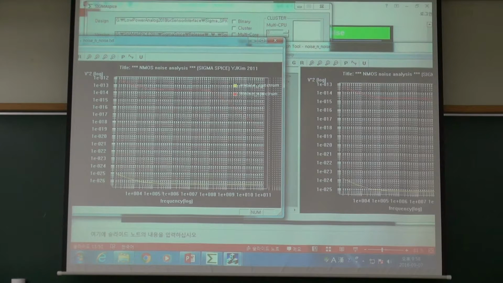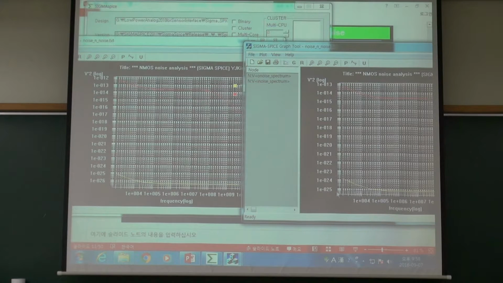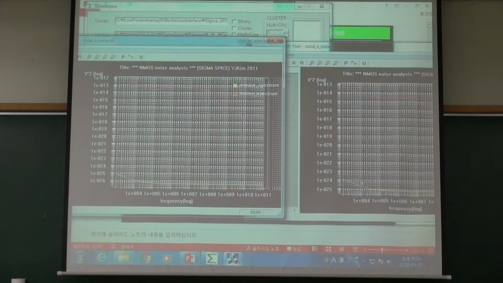Yeah, for the noise spectrum of drain current, let's see which is larger. Let's look at the thermal noise, 10 to the minus 25. Yeah, this is larger, right? Is this right? 10 to the minus 25, 10 to the minus 26, okay. Drain noise is larger in W equal 10 micron.